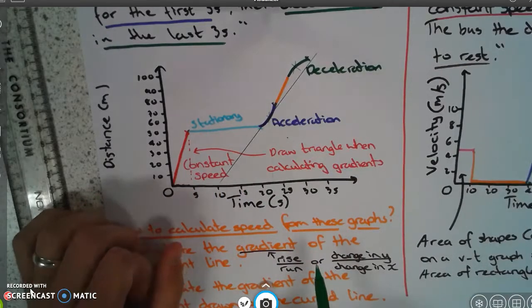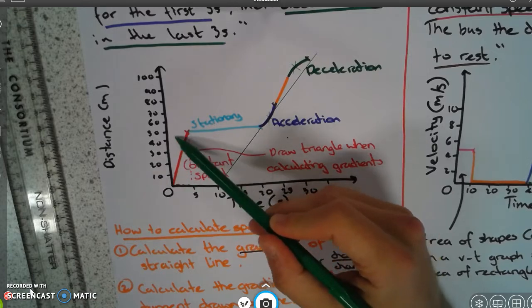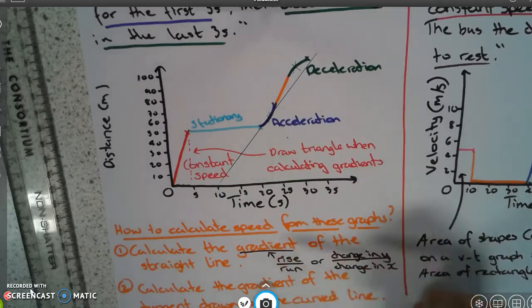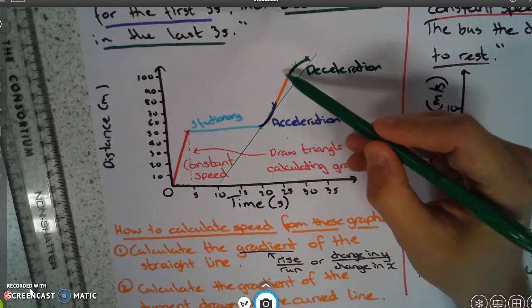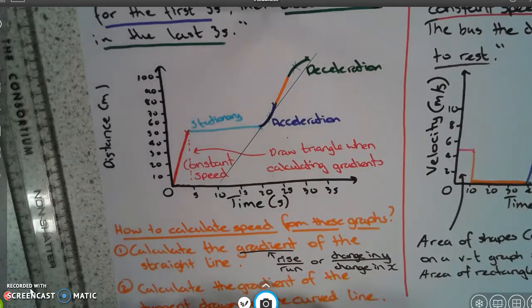So on a distance time graph, you could be asked to calculate two things. One is just the speed at a certain point, which is distance divided by time, which is the gradient of a straight line. Or it could be the speed at a certain point where it's accelerating or decelerating, which is where you need to draw a tangent and find the gradient of that tangent.